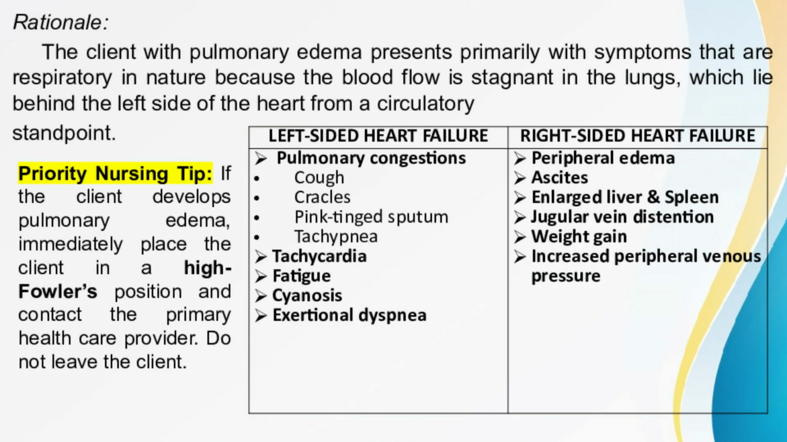In left-sided heart failure, clinical manifestations are pulmonary congestion such as cough, crackles, pink-tinged sputum, and tachypnea. Next are tachycardia, fatigue, cyanosis, and exertional dyspnea. In right-sided heart failure, clinical manifestations are peripheral edema, ascites, enlarged liver and spleen, jugular vein distension, weight gain, and increased peripheral venous pressure. Priority nursing tip: if the client develops pulmonary edema, immediately place the client in a high Fowler's position and contact the primary healthcare provider. Do not leave the client.